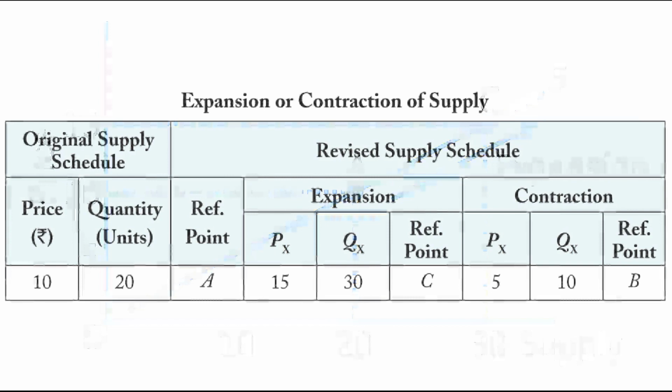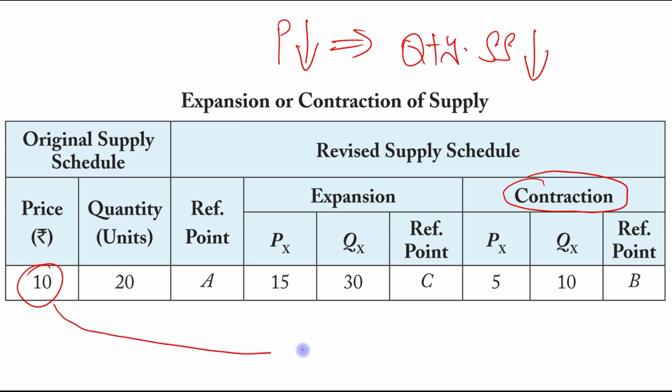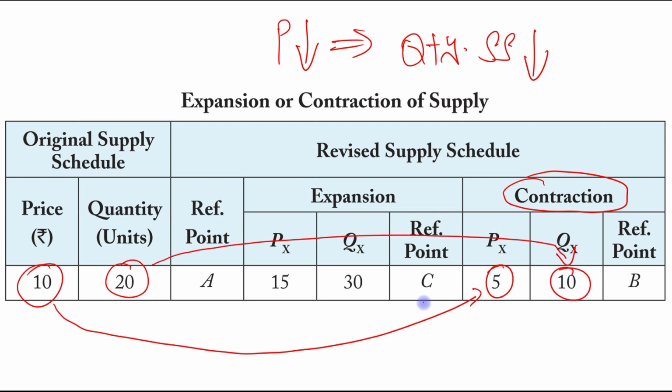Now let's come on to the contraction part. What is contraction? Contraction says when price reduces, quantity supplied also reduces. So when price reduces from ₹10 to ₹5, price decrease हुआ from ₹10 to ₹5. Quantity supplied also decreases from 20 units to 10 units. This is a case of contraction.